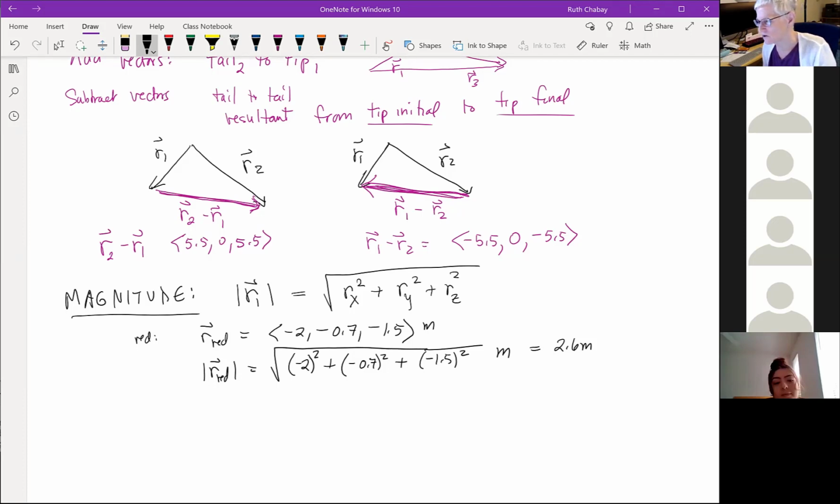Now, can I explain the difference between a vector's size and magnitude if there is one? In a certain sense, magnitude is just a fancy word for size.